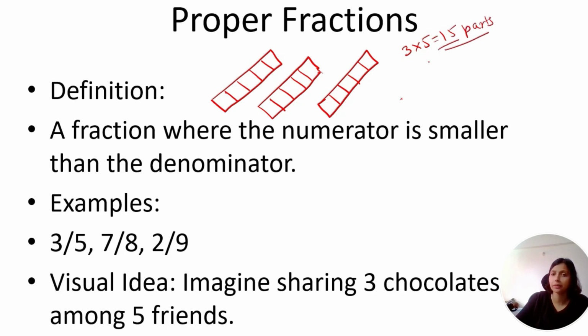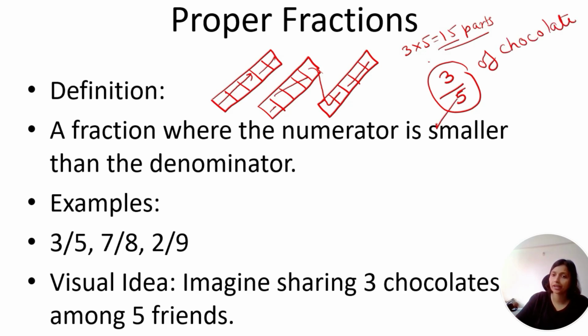So you can give 3 parts to each one of your friends. So the first friend will get these 3, the second friend will get these 3, the third friend will get these 3, the fourth friend will get these 3 and the fifth friend will get these 3. So each friend got how much chocolate? 3 parts out of the 5 parts in a chocolate. So each friend got 3 by 5 of the chocolate.